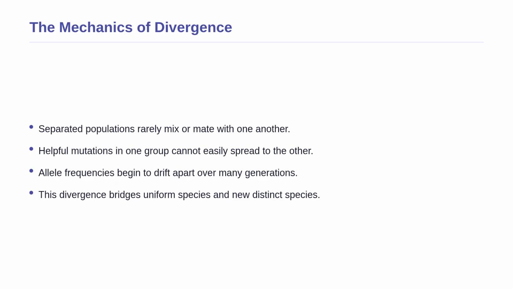Over many generations, the percentages of specific gene variants, known as allele frequencies, begin to drift apart. This genetic drift and divergence is a crucial step in microevolution. It acts as the vital bridge between a single, uniform species and the eventual formation of entirely new, distinct species.